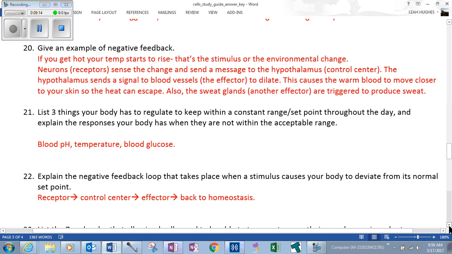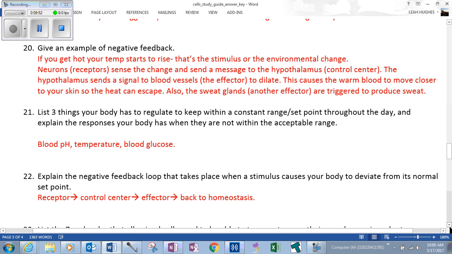If you got hot, your temperature starts to rise. That's the stimulus or the environmental change. Neurons, receptors, sense the change and send a message to the hypothalamus control center. The hypothalamus sends a signal to blood vessels, the effector, to dilate. This causes the warm blood to move closer to your skin so the heat can escape. Also, the sweat glands, another effector, are triggered to produce sweat.